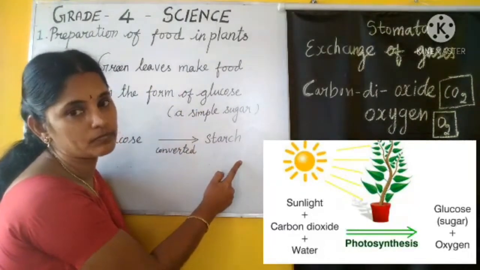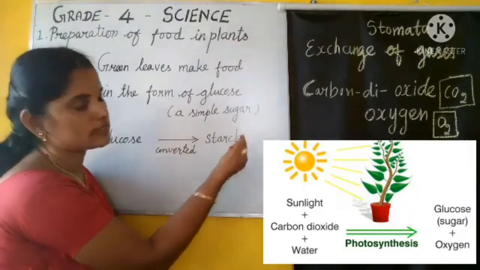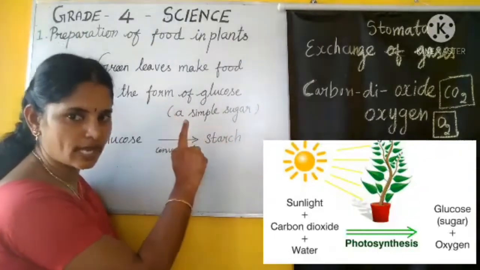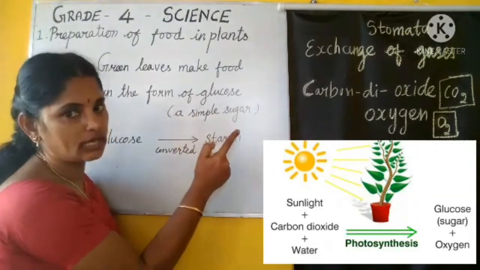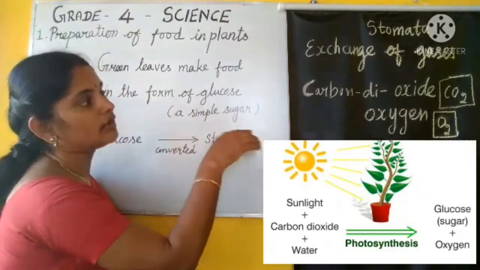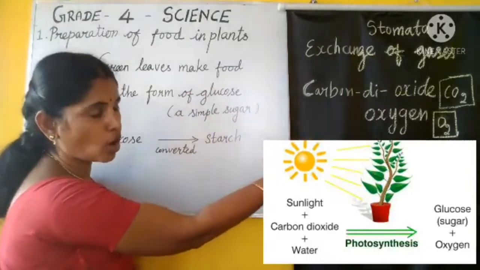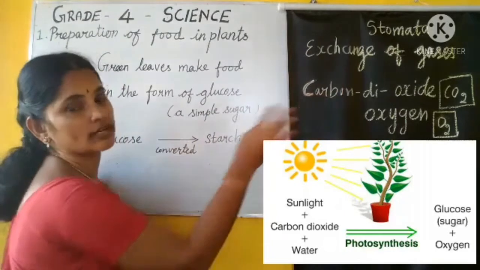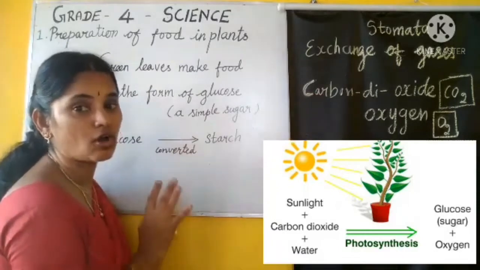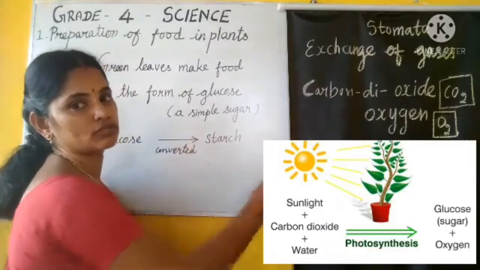Are you clear, children? So we can write like this also. Simple. Okay, see, the photosynthesis process: carbon dioxide plus water, in the presence of sunlight and chlorophyll, the photosynthesis process happens. As a result, it gives out oxygen and starch. Oxygen and starch. Are you clear, children? So, this way also we can explain the photosynthesis process.